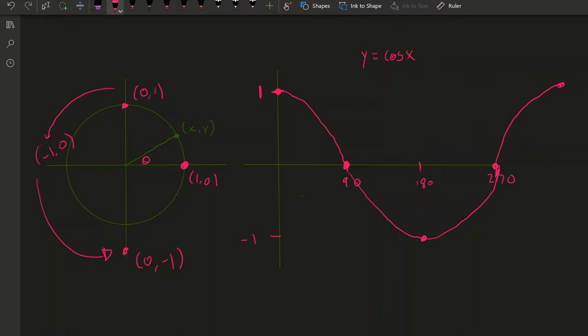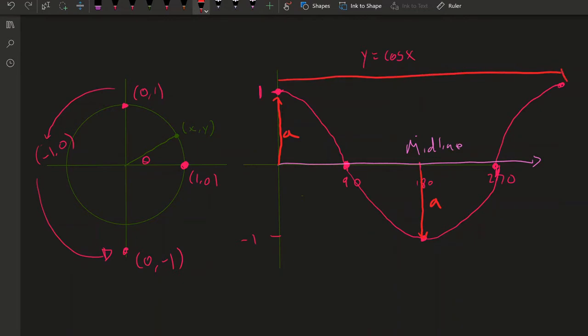Now, you'll notice here that for this parent function, the midline is the same. The midline is right here at 0. The amplitude is still 1. And the period is still 360 degrees.